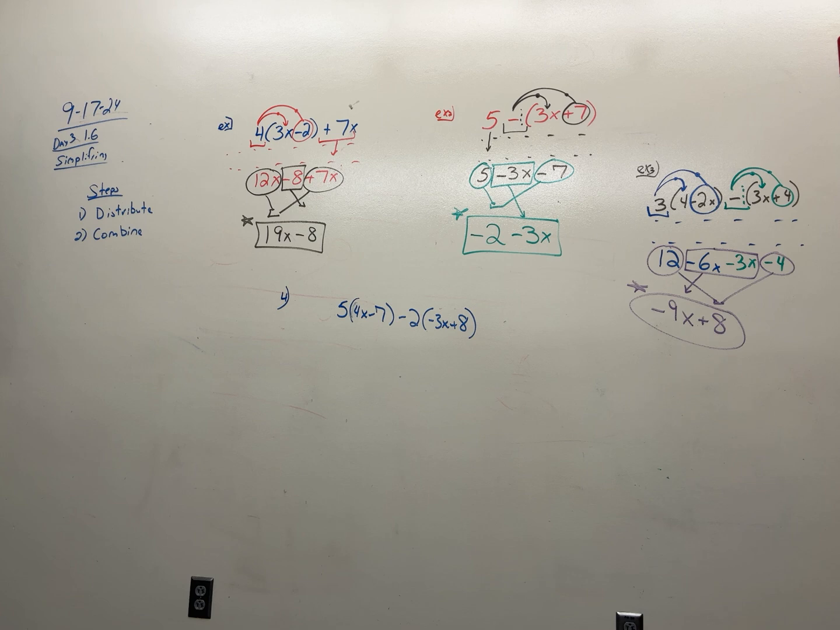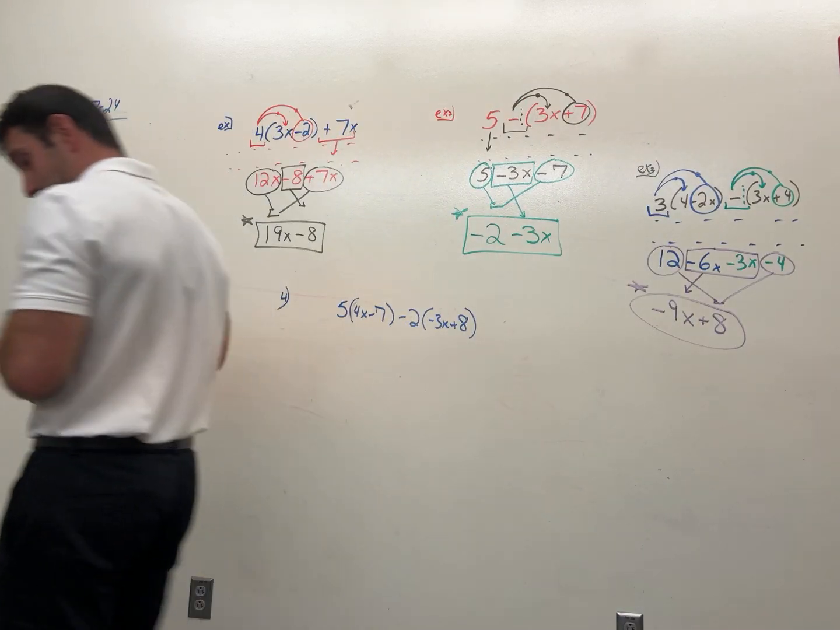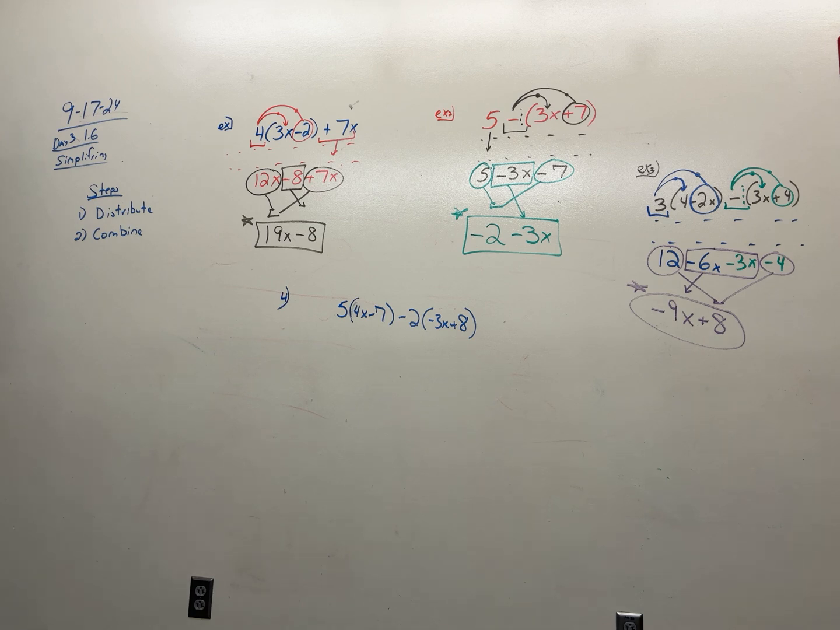Step 1 says distribute, which means multiply. Then we combine. What kind of 6x is it? Negative times negative is? Everything signs in the middle. Negative 35. Yay, I'm done.